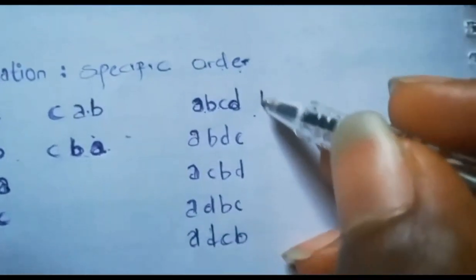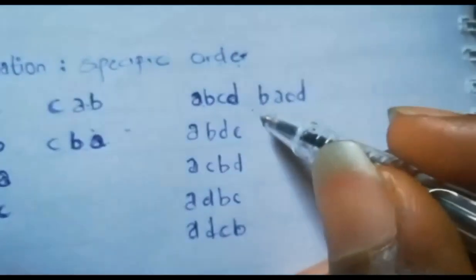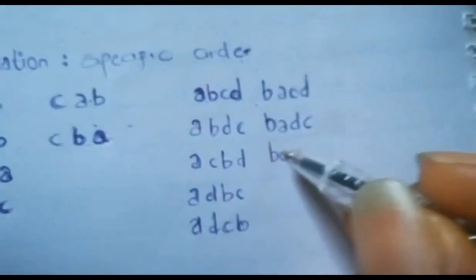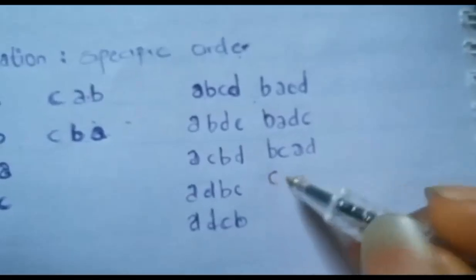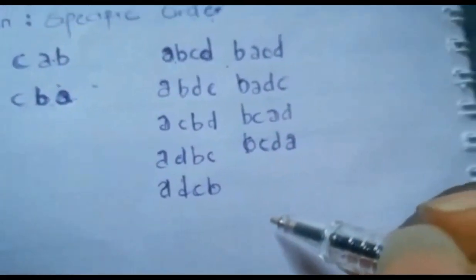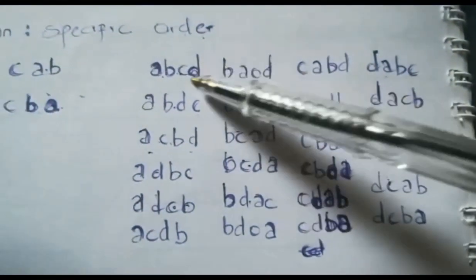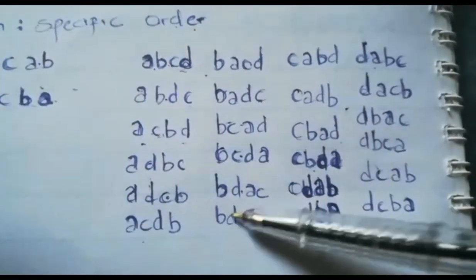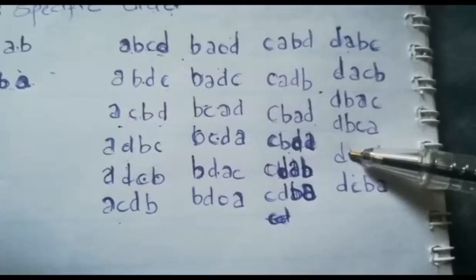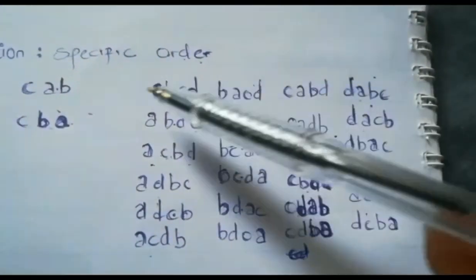Now let's start with B. We have B, A, C, D. We have B, A, D, C. We have B, C, A, D. We have B, C, D, A. And we'll keep going on and on, and we finally get all this. So if you count it, 1, 2, 3, all the way to 24. So we have a total of 24 ways of arranging A, B, C, D.